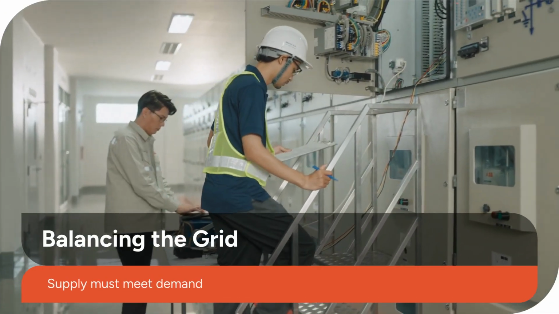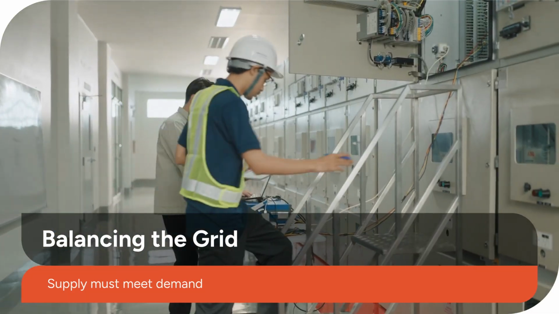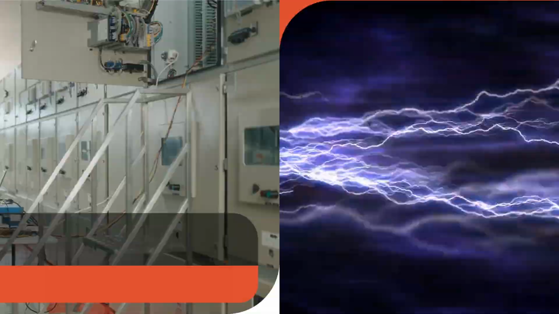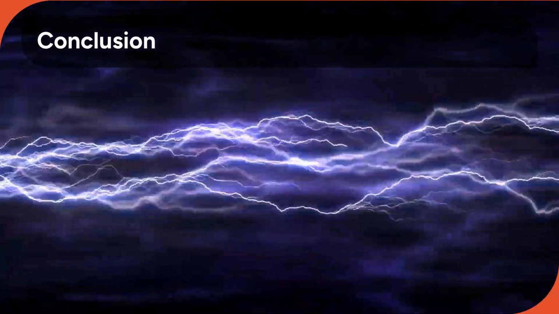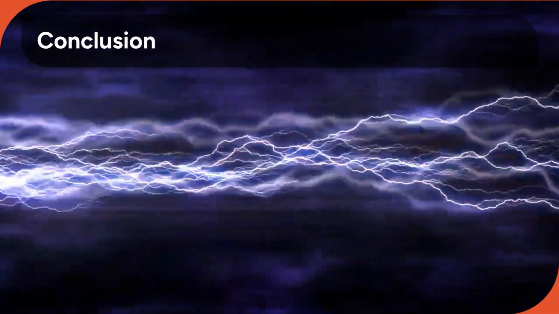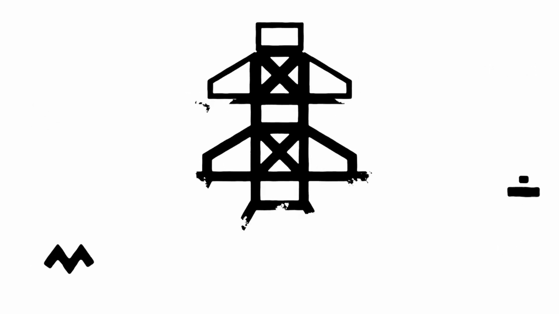A crucial, continuous challenge is ensuring that electricity supply perfectly matches demand across the entire grid, a complex task managed in real time. The electrical grid is a monumental feat of engineering, constantly working behind the scenes to power our modern lives. From generation to distribution, this intricate system ensures a reliable flow of energy, though its complexity requires constant monitoring and maintenance.